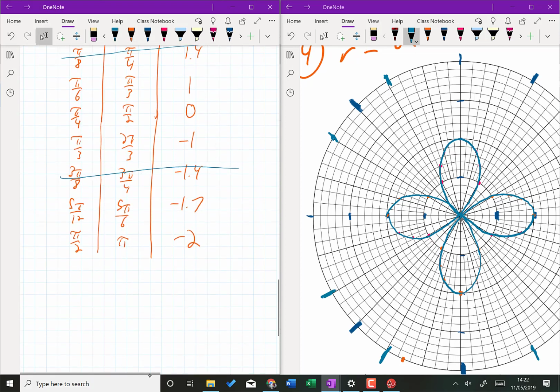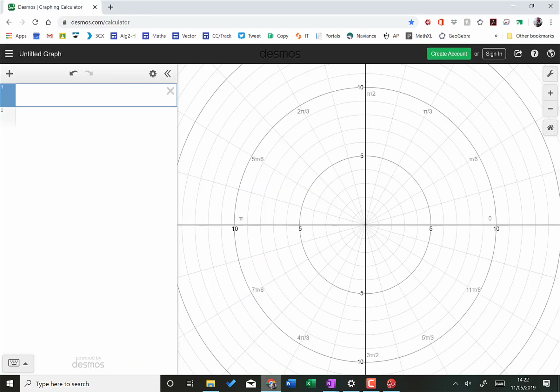This is called a rose. This is a rose with 4 petals. Now, there are some caveats, or should I say thorns, in this rose. Every rose has a thorn. I want you to predict how many petals there would be if I made it 6 theta.